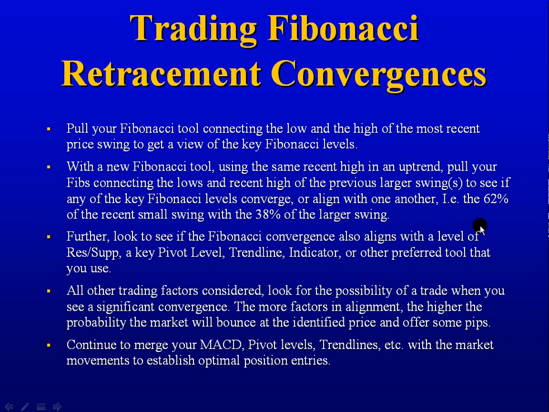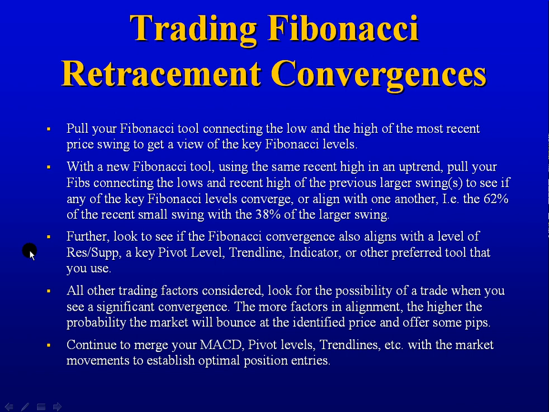Trading Fibonacci retracement convergences, a couple of points to note. You will pull your Fibonacci tool, connecting the low and the high of the most recent price swing to get a view of the key Fibonacci levels. With a new Fibonacci tool, using the same recent high in an uptrend, pull your fibs connecting the lows and the recent high of the previous larger swings to see if any of the key Fibonacci levels will converge or align with one another. For example, the 62% of the recent small swing and the 38% of the larger swing.